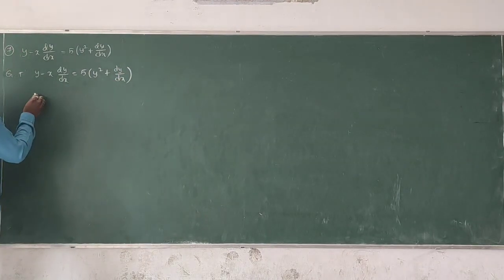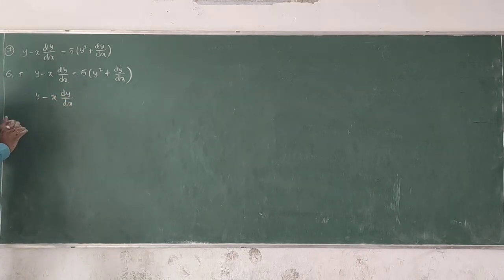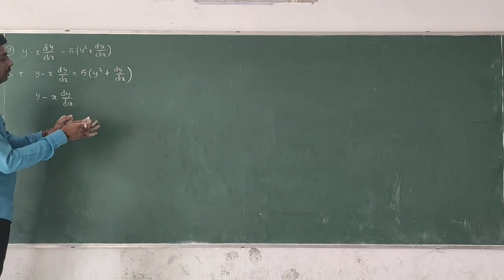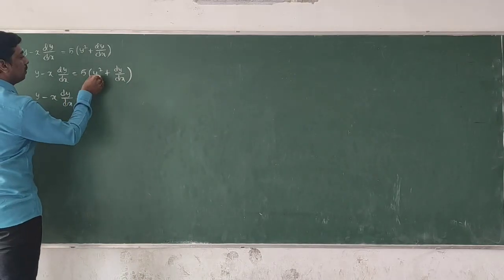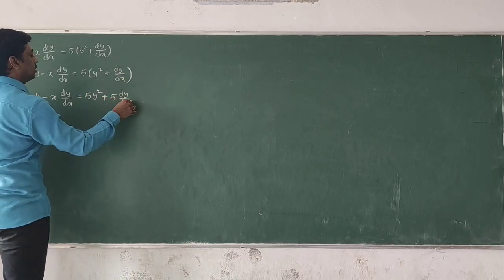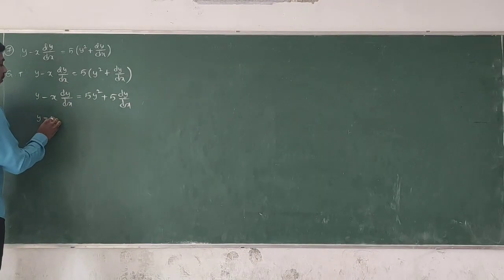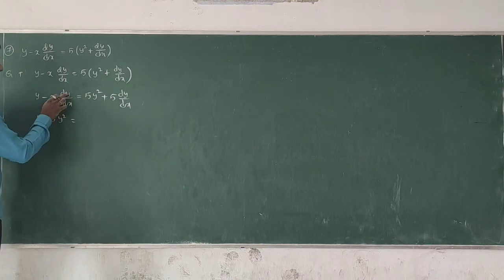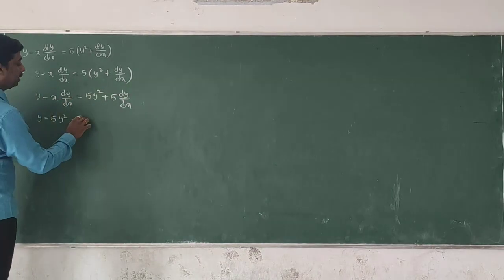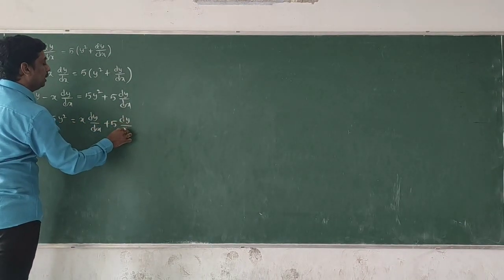Now for y minus x into dy by dx, we need to simplify this and separate the variables on both sides, that means one side completely x terms with respect to x, and the other side completely y terms with respect to y. That's why we need to simplify this one. 5 into y square is 5y square, plus 5 into dy by dx. Now y and 5y square are taken to the opposite side, and minus x dy by dx is taken to the opposite side: x dy by dx plus 5 into dy by dx.